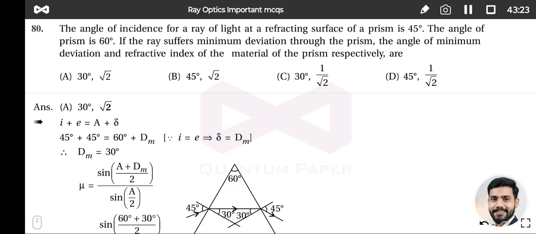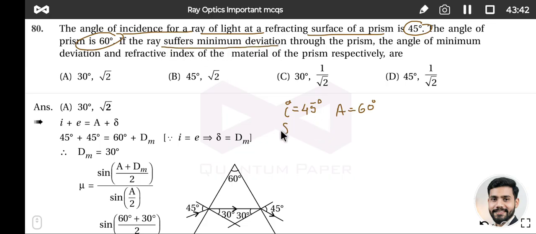Look at the next question. The angle of incidence for a ray of light at a refracting surface of a prism is 45 degree. So I is given as 45 degree and the angle of prism is given as 60 degree, A is equal to 60. The question is, the ray suffers minimum deviation, so delta m, through the prism. So the angle of minimum deviation delta m we have to find out, and the refractive index mu we have to find out.